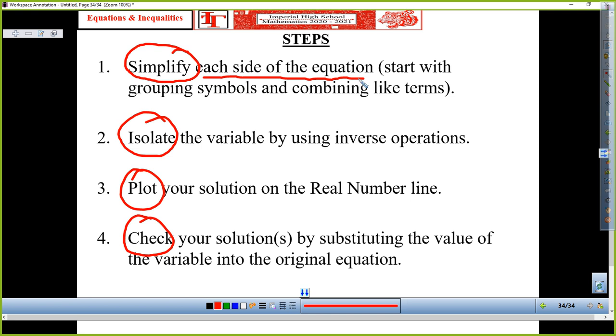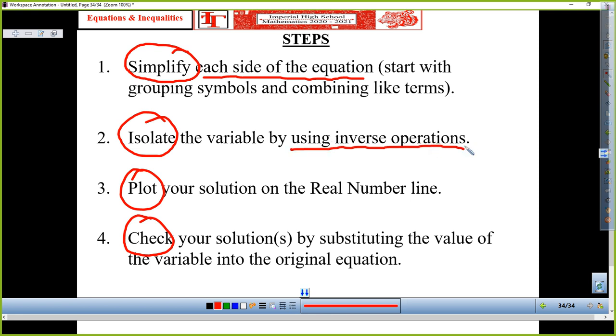From there, when you cannot simplify anymore, you need to isolate the variable. What does that mean, Mr. Q? Leave the variable by itself. And what are we using? We're using inverse operations to leave the variable by itself. Anything that's around it, you need to get rid of it by doing its inverse.